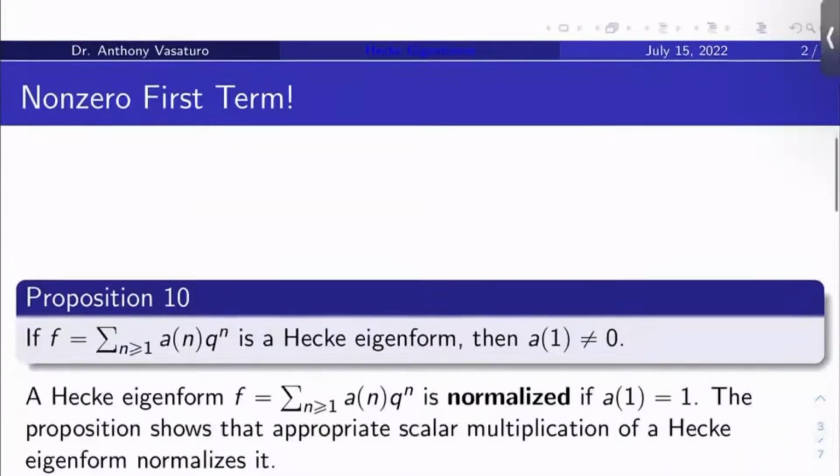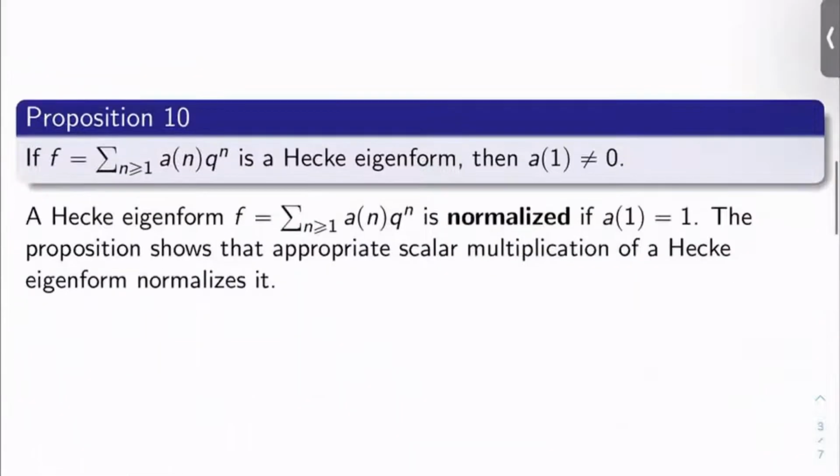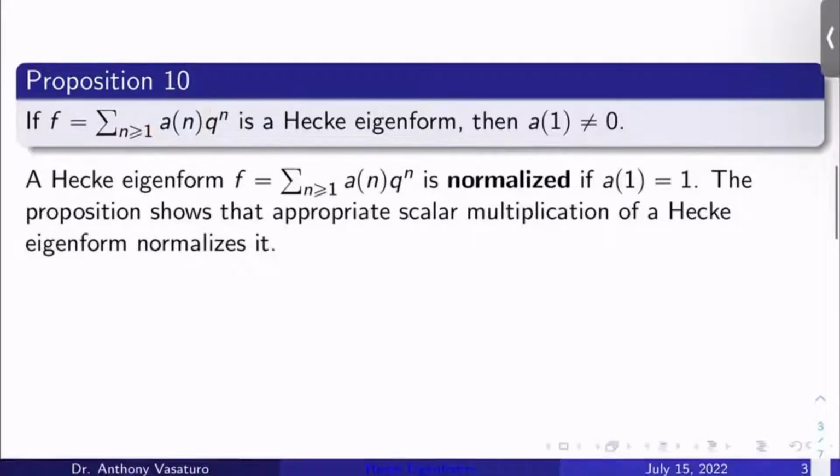That leads to the following observation. We'll call this Proposition 10. If f is the sum over n at least 1 of a(n) q^n, and it's a Hecke eigenform, then a(1), its first term, is non-zero. And so this motivates the following definition. A Hecke eigenform f, given by the usual Fourier expansion, is normalized if a(1) is 1. So if the first term is not only non-zero but 1, we'll call the form normalized.